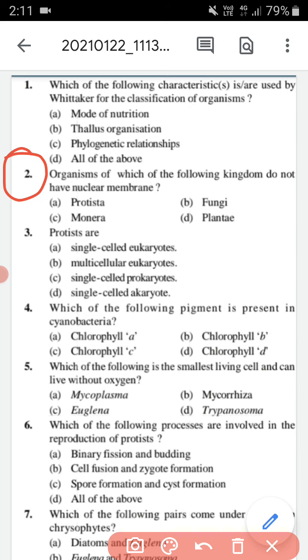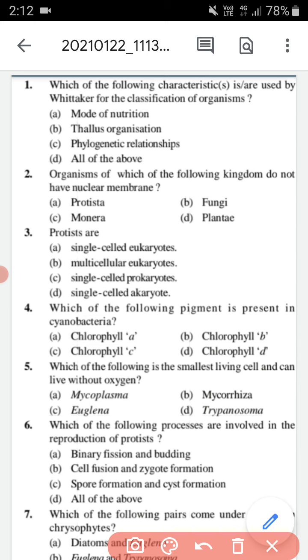Now we move to question number 2. Question number 2 is, organisms of which of the following kingdom do not have nuclear membrane? Basically, nuclear membrane is absent in bacteria, as we know, and bacteria mainly belongs to kingdom Monera. So the option C is correct. Okay guys, now we move to question number 3. Question number 3 is, protists are single cell eukaryotes, multicellular eukaryotes, single cell prokaryotes, or single cell eukaryote. So the protists mainly are single cell eukaryotes. So option A is correct.